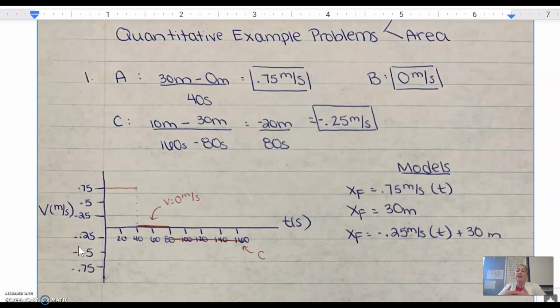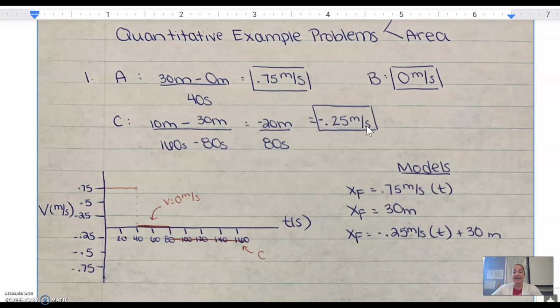So you can never ever skip step one, and that's calculating velocity by taking the slope of the position versus time graph. Because that was our big takeaway from the big picture: the slope of the position versus time graph is velocity. So when we take the slope for section A, you get 0.75. For B, we don't really have to do anything because it's just zero. It's not moving. And then for C, we end up getting negative 0.25.